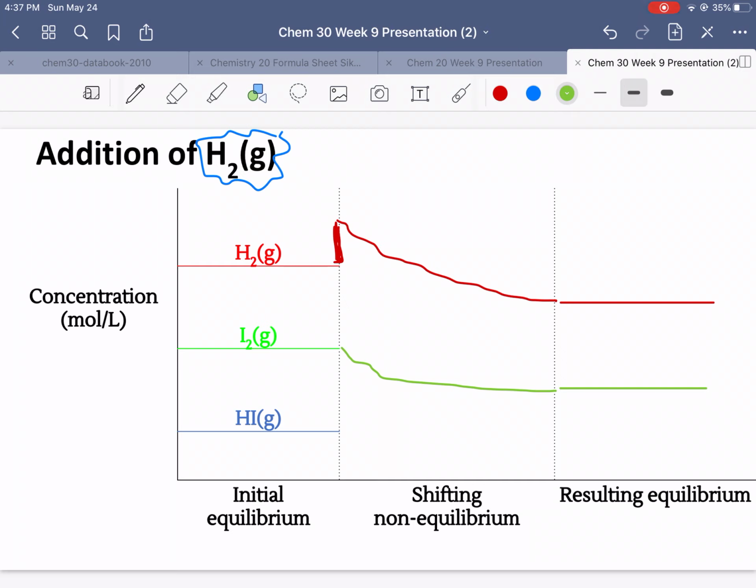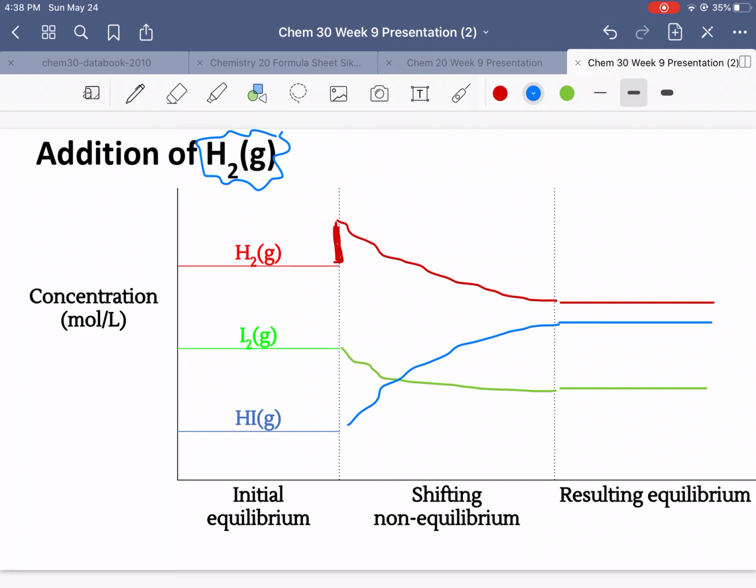Now, proportionately, remember that it is a 1-to-2 ratio. There's 2 moles of hydrogen iodide. So we're going to see then that this goes up at a faster rate than what the other ones did.